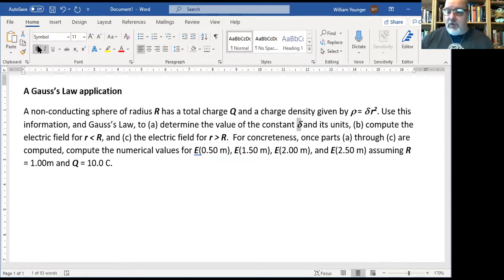We're currently using electric field units of newtons per coulomb, but it turns out they're equivalent to volts per meter, and we're going to get some really big values. So let me stop sharing this. I think everybody now has that.